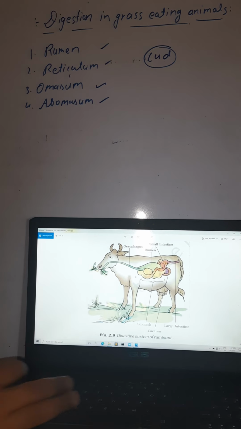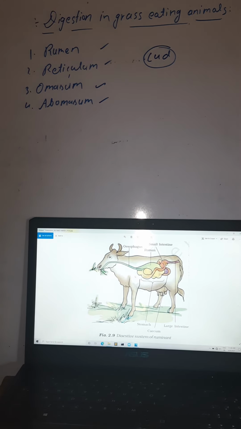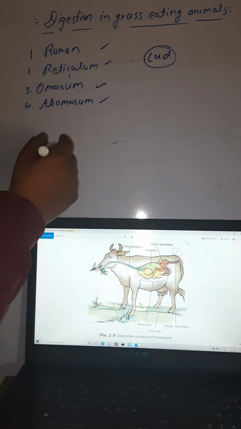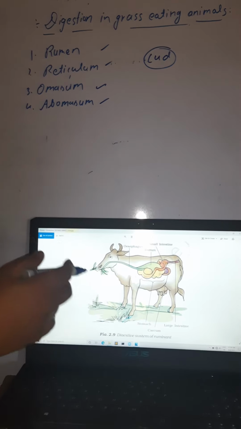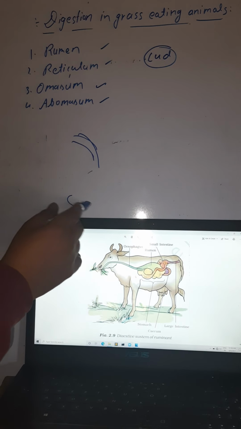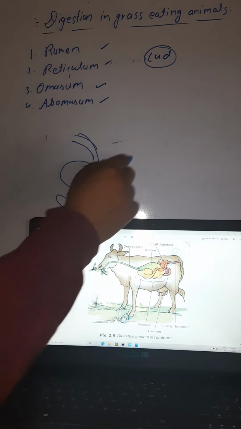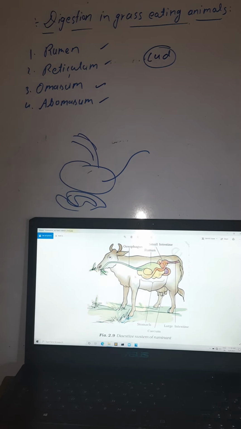Now there are some other grass-eating animals, like the horse and the deer. In the deer and the horse, you will find a big sac-like structure between the small intestine and the esophagus. This is the esophagus, the food pipe, and this is the small intestine. Here you find one big sac, which is called the caecum.